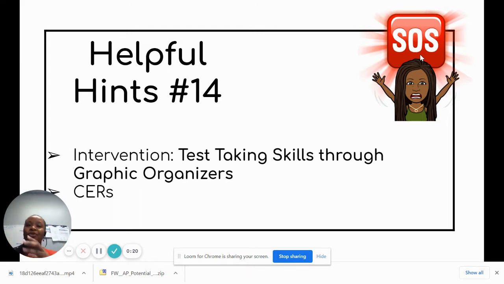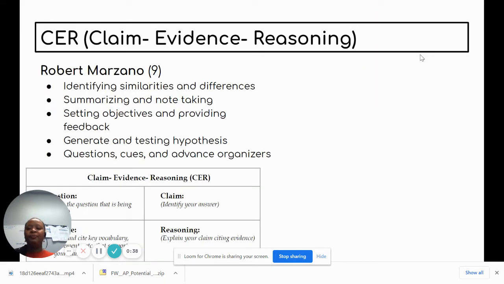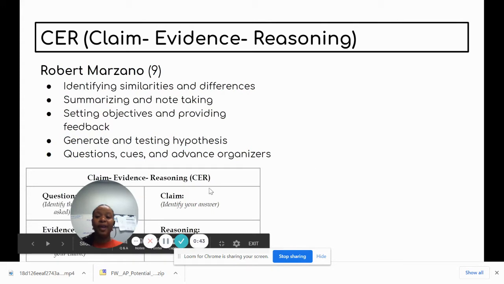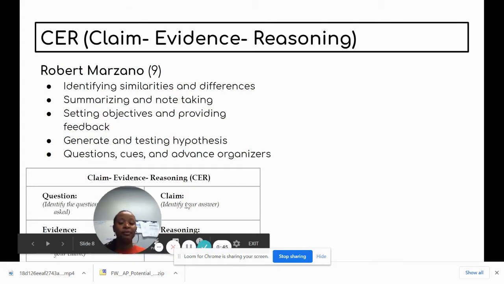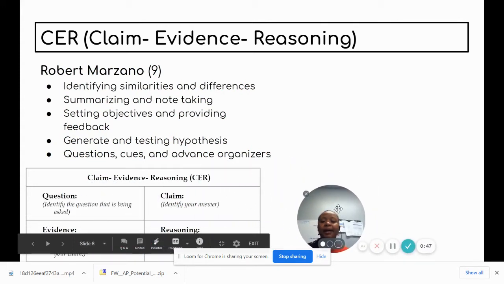So I'm taking a strategy called claim evidence reasoning, or CER, and putting it into a graphic organizer because I think the claim evidence reasoning strategy is a good way of teaching students how to approach problems on an assessment. Okay, so just stay with me. I think differently. So first and foremost, the claim evidence reasoning strategy satisfies many of Marzano and Hattie's basis for high yield strategies.